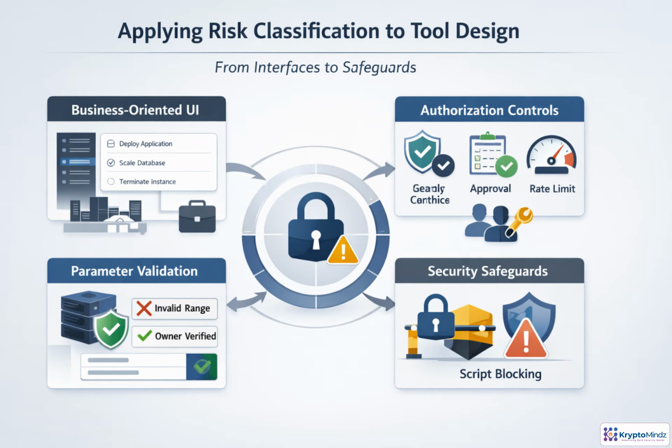Classification only helps when it changes how a tool is built. Wrap actions in business language, such as "deploy application" or "scale database," instead of exposing raw APIs directly. Then increase friction as risk rises. Low-risk actions may only need validation, while higher-risk actions may require approvals, rate limits, dual control, or step-up authentication. Every parameter should be checked on the server: ownership, tenant boundaries, allowed fields, and safe ranges. Finally, treat metadata as a security contract. The description, schema, scopes, and warnings must match what the tool actually does.